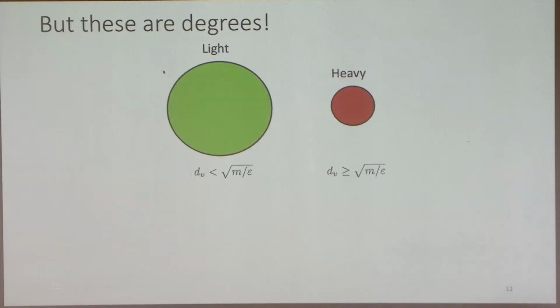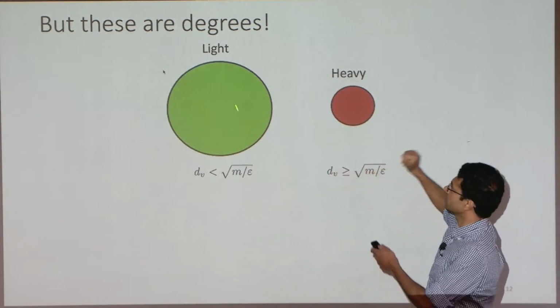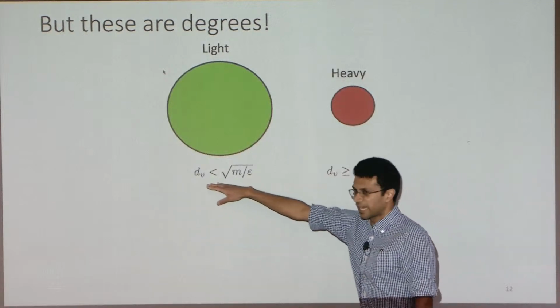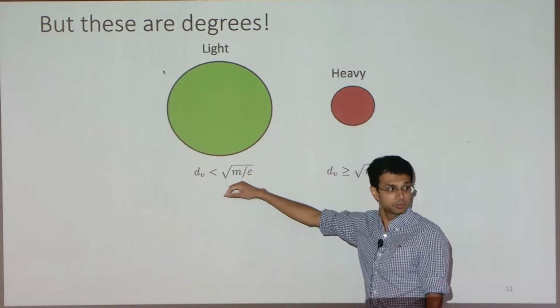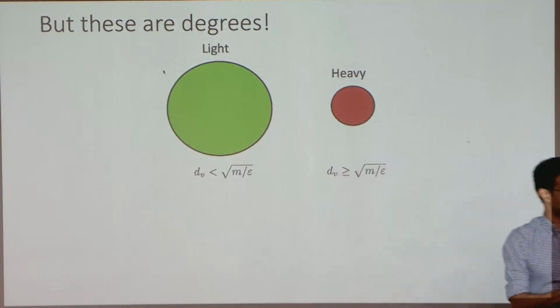Let me do the following thing, and this is the main tool, what I'll call heavy and light. Let me partition vertices into two buckets called light and heavy. Light vertices have a degree less than root m. Heavy vertices have a degree more than root m. Ignore the epsilons for now if that's bothering you. So root m is this threshold.